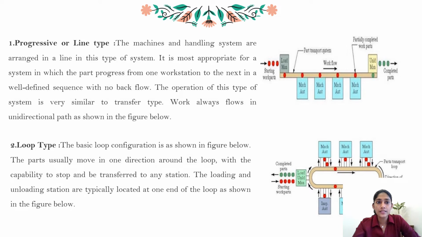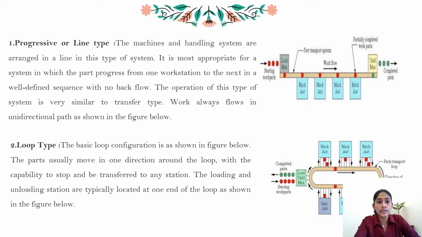And the first one is progressive or line type. Here, the machines and the handling system are placed in a line. It works in a batch system where parts move forward in a clearly defined order from one workstation to the next without any backflow. This system's operation is fairly comparable to a transfer line. The work always moves in a single direction. So we can see it shown in the figure here.